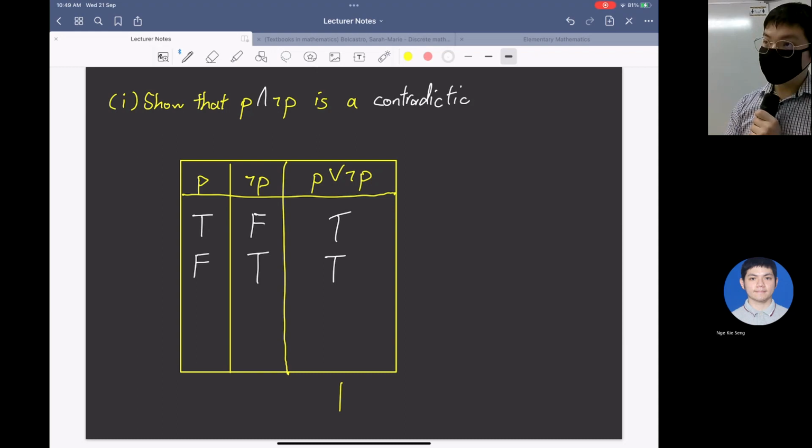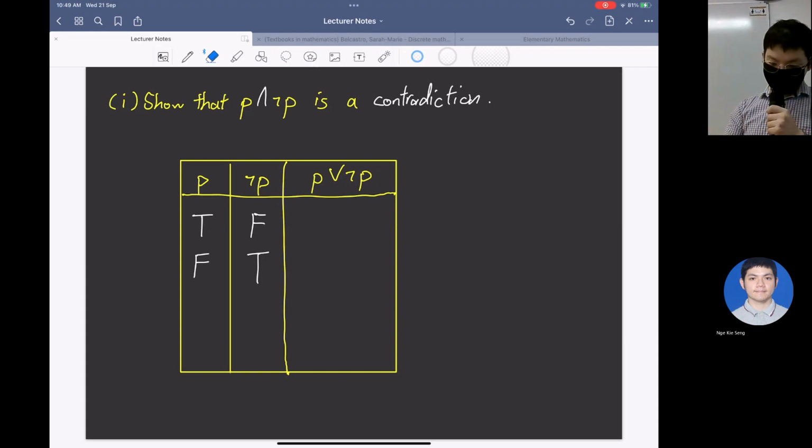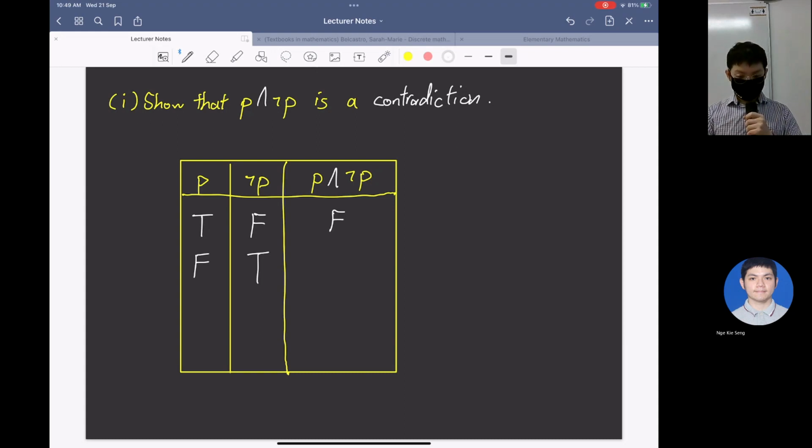So first of all, what's the definition of contradiction? Always false, right? So this column here must be always false. Okay, so let's try. True and false, what do you get? False. False and true? False. So it's always false. So this is a contradiction.